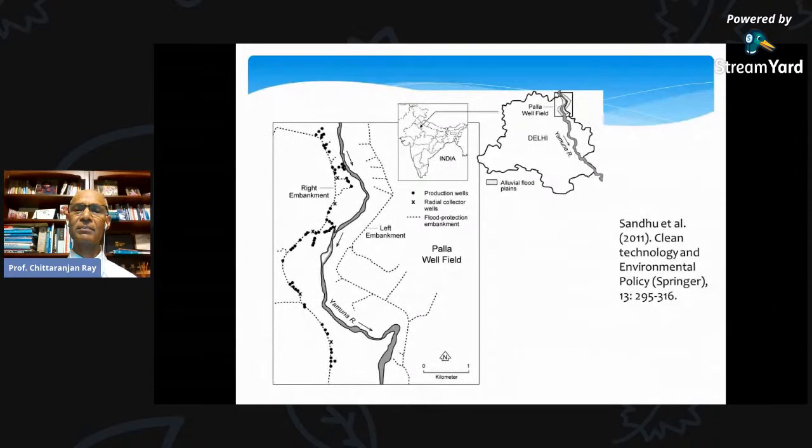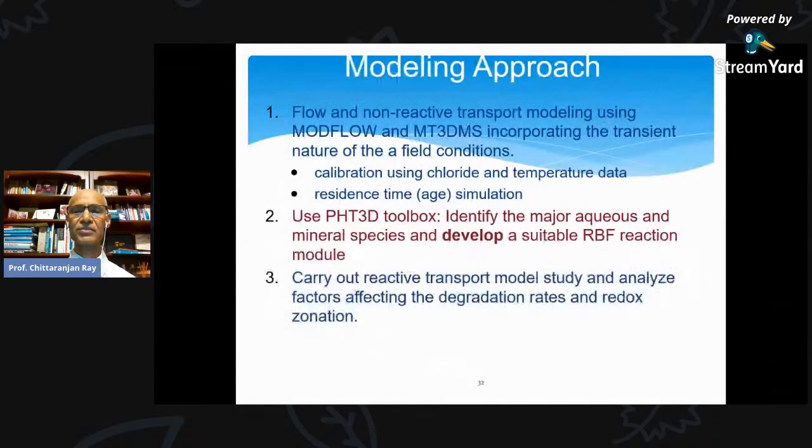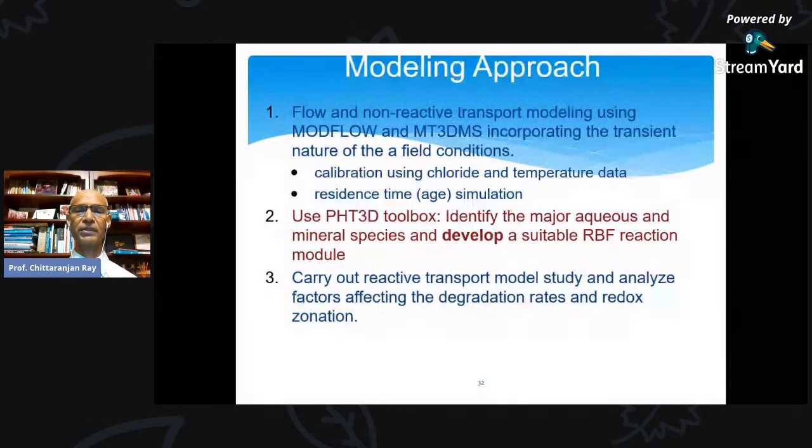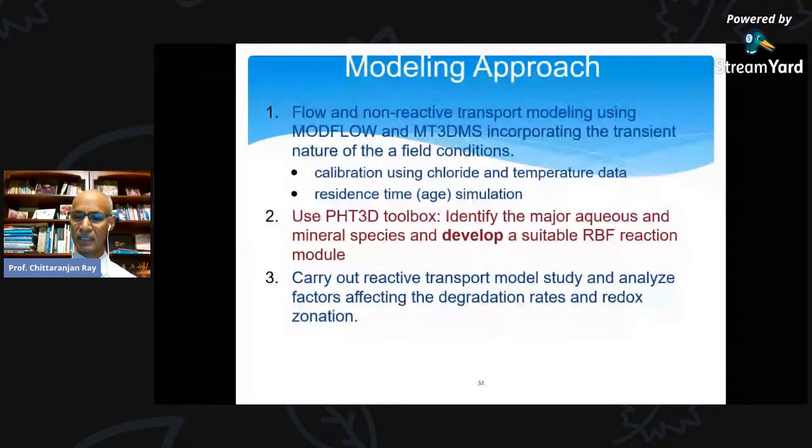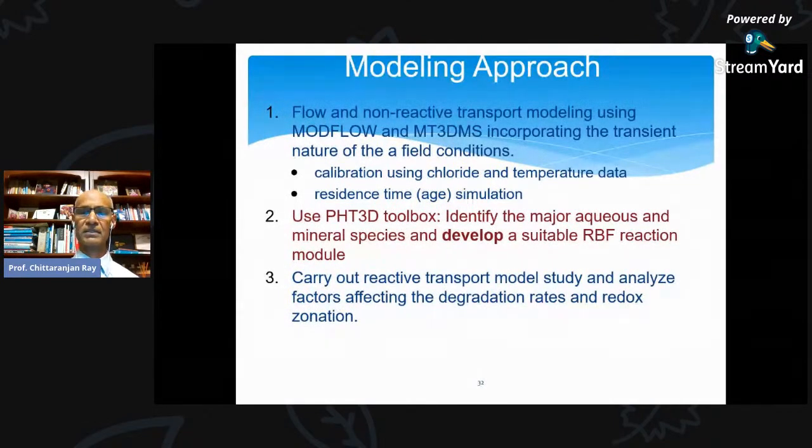So can we model these riverbank filtration systems? Yes, we can. They're a bit difficult. You can do both water quality and quantity modeling. Quantity part we do using MODFLOW. Quality using mass transport 3D called MT3D, multi-species MT3DMS. And if we have to look into geochemistry, we have to use PHREEQC or other geochemistry models. So there is a toolbox called PHT3D, which can do this. I had a PhD student from Nepal who did this work with a couple of my collaborators in CSIRO in Australia. I can quickly show you what he did.